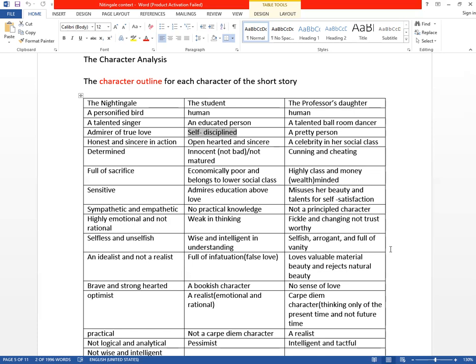Next sentence. He also realizes that love may be used to deceive young people. Next paragraph.